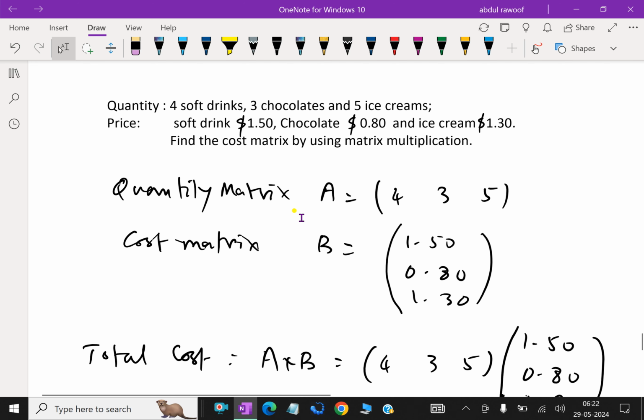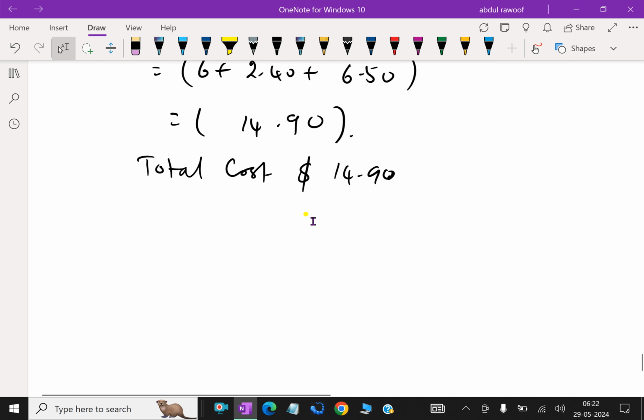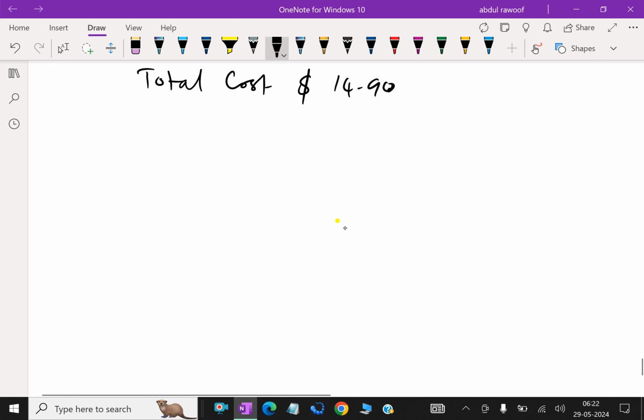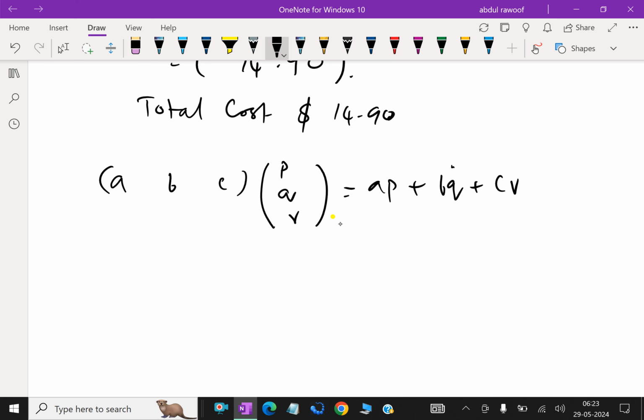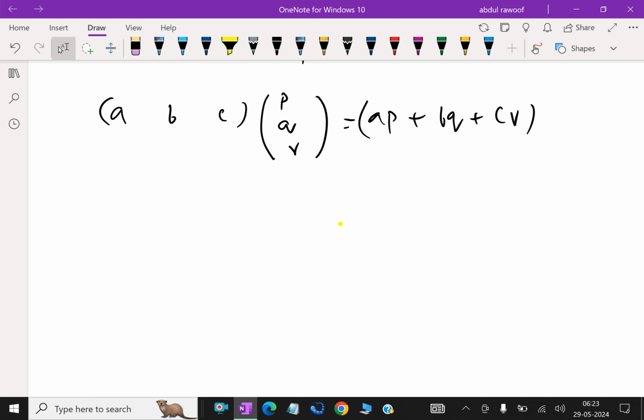Now in general, we can see that the row A, B, C times the column P, Q, R is equal to AP plus BQ plus CR. This is a small example on matrix multiplication.